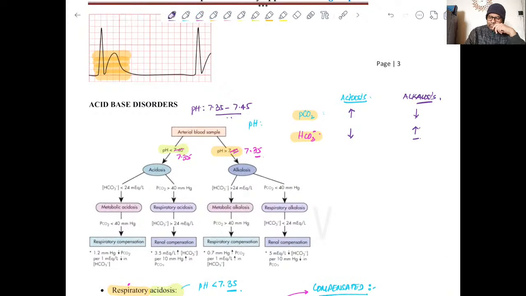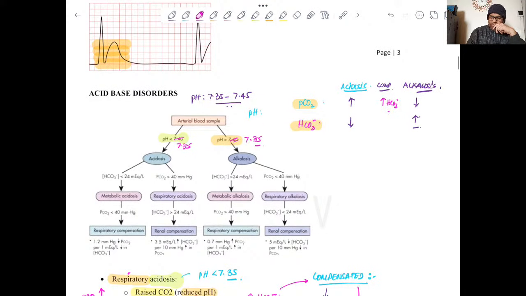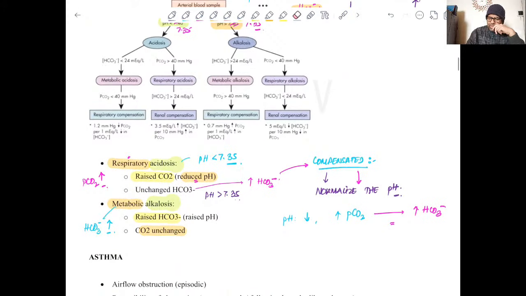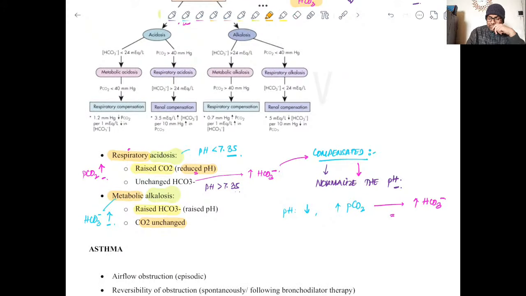So if I put the word compensated here, if PCO2 is high, the body will try to increase the bicarbonate. Clear? To neutralize that. And if bicarbonate is low, definitely there will be lowering of PCO2 here. So this is compensation by the other mechanism. Clear? So this is how you might sometimes find a different statement, where instead of having unchanged bicarbonate, you might be having raised bicarbonate.